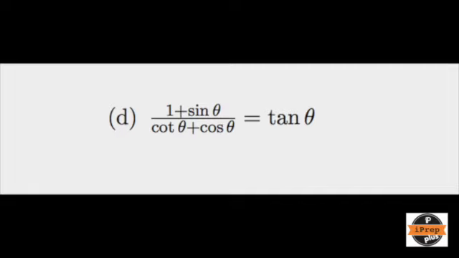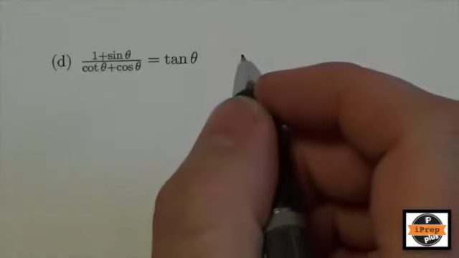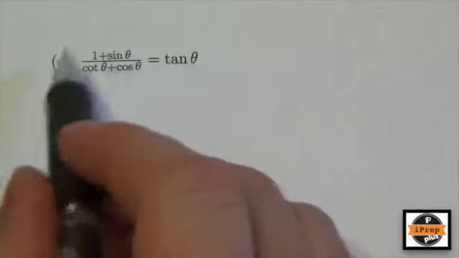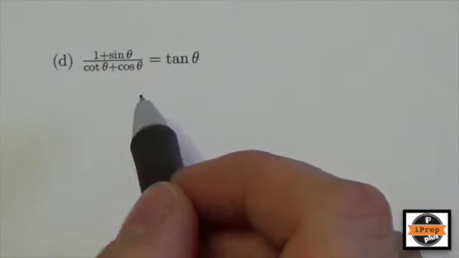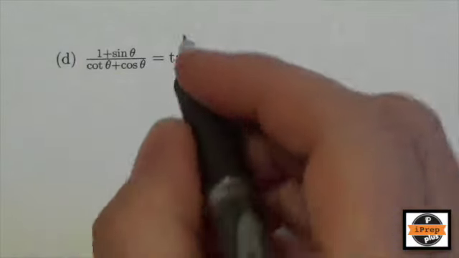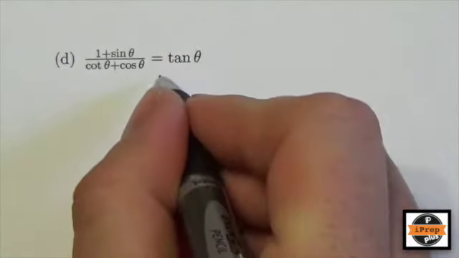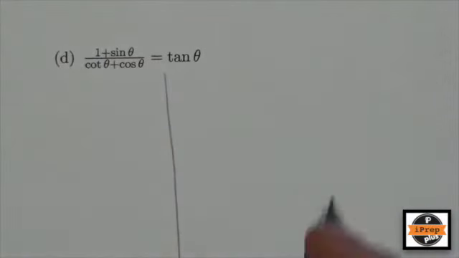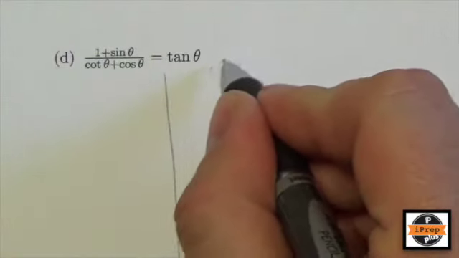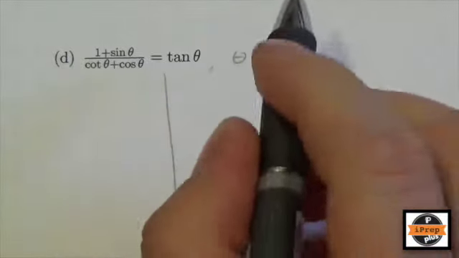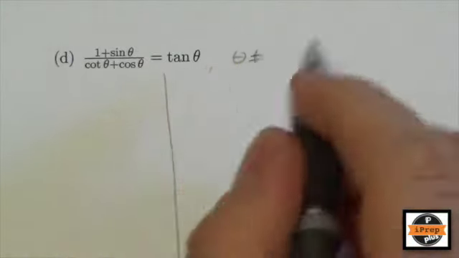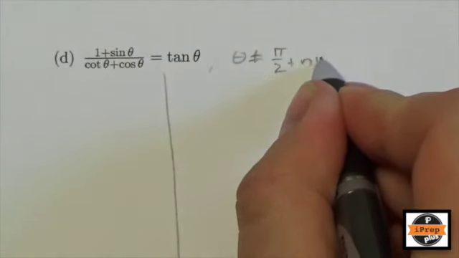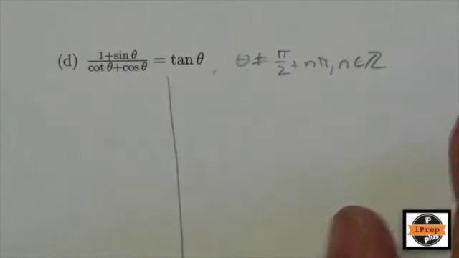1 plus the sine of theta all over the cotangent of theta plus the cosine of theta is equal to the tangent of theta. All right, now let's take a quick look at this one. And obviously we're going to spend all of our time here on the left-hand side, trying to see if we can make this look like the right-hand side. However, you should see right away here, we're going to run into some issues with the non-permissibles. On the right-hand side, we know that theta here can't equal pi over 2 plus n pi, where n is an element of the integers.